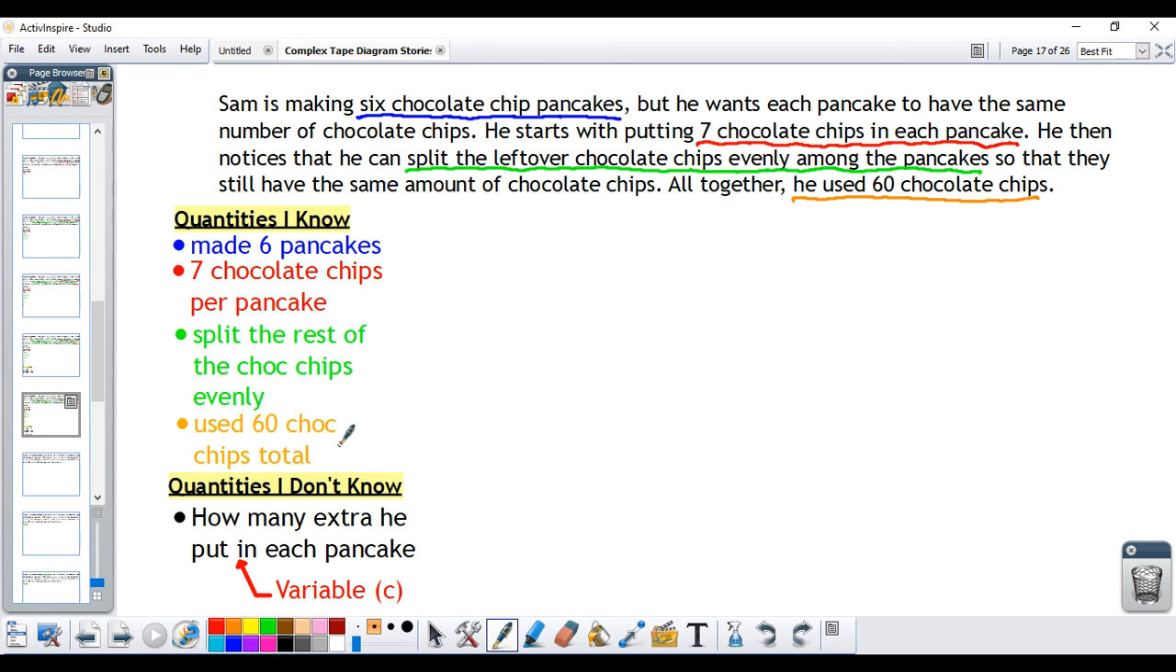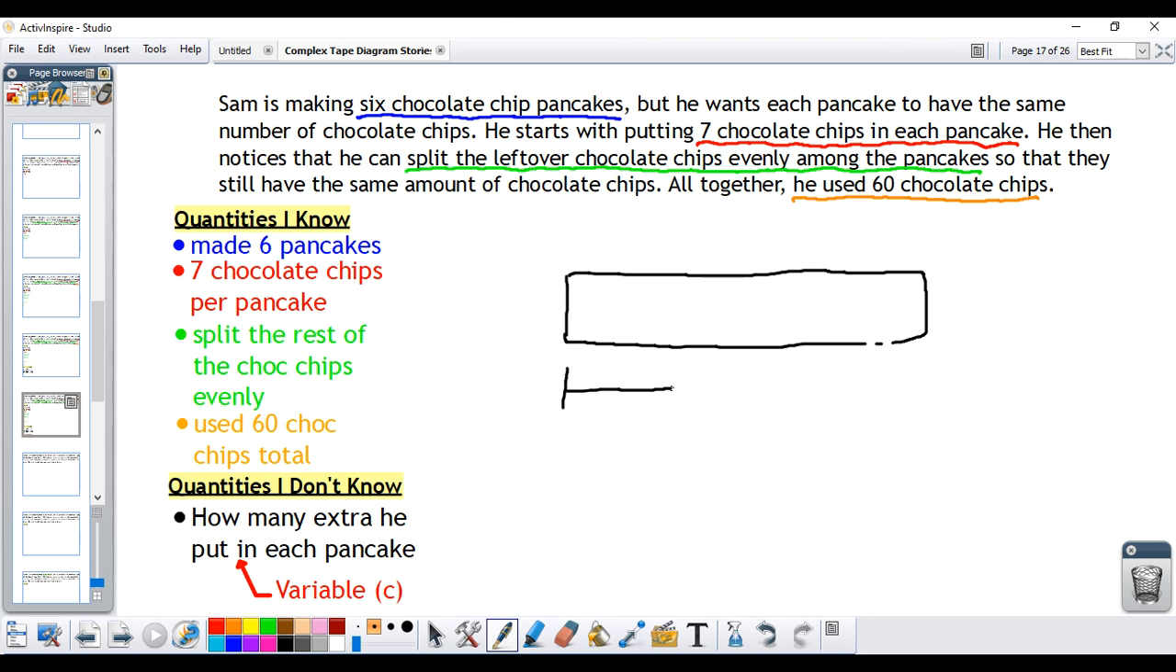So I need to figure out, when I draw my tape diagram, does this box represent the 60 chocolate chips or does it represent the 6 pancakes? And really, it's going to represent both. Now, I know that most of this information is talking about the chocolate chips. So this box as a whole is going to represent my 60 chocolate chips.